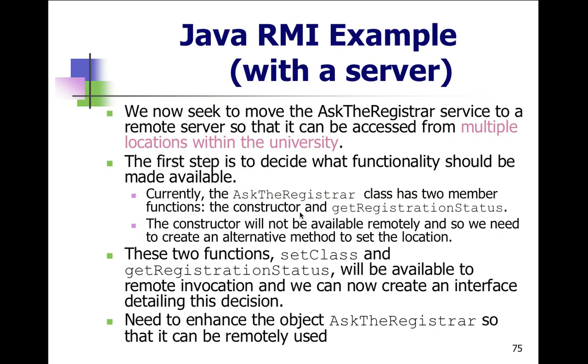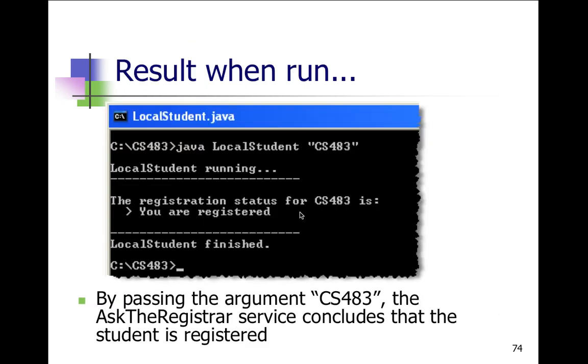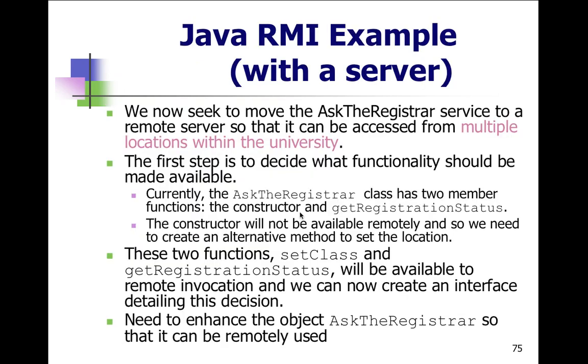So let's take the example and turn it into a server RMI example where the local object is going to call the same ask the register object, but instead of asking it on the same computer, it's going to ask it remotely. And so we're going to turn it into an RMI ask the register. So I'm going to go through this in a lot of detail because what I want to give you is the format for this, the composure of how this application is put together.